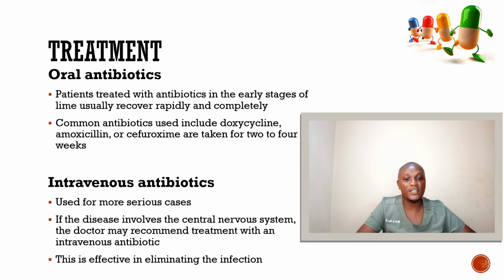Treatment. We have said that oral antibiotics are usually given during the early stages, the localized stage, and we use doxycycline or amoxicillin. We can also use cefuroxime. They are taken for 2 to 4 weeks. These are oral antibiotics. IV antibiotics are used for more serious cases, that is during the early disseminated stage. And if the disease involves the central nervous system and the brain, the doctor may recommend IV antibiotic treatment. And this is effective in eliminating the infection.